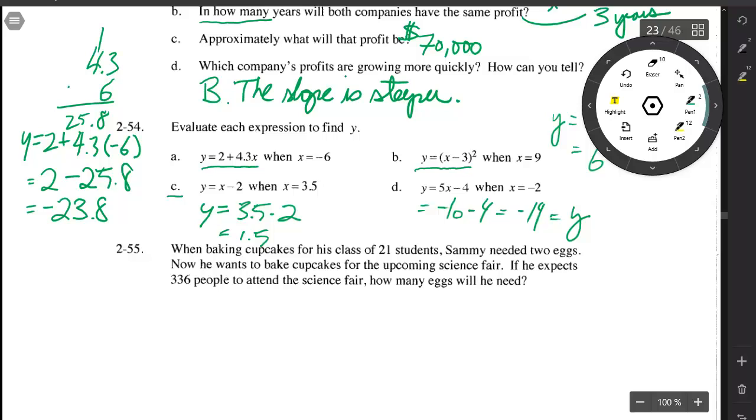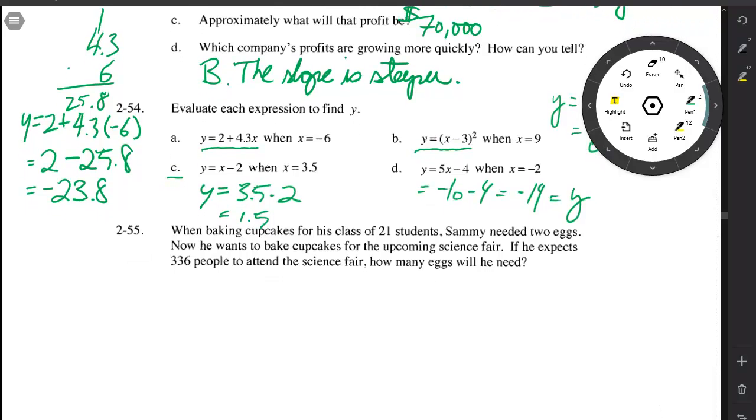255. When baking cupcakes for his class of 21 students, Sammy needs 2 eggs. He wants to bake cupcakes for his upcoming science fair. He expects 336 people to attend the science fair. How many eggs will he need? Well, for 21 students, he needs 2 eggs.